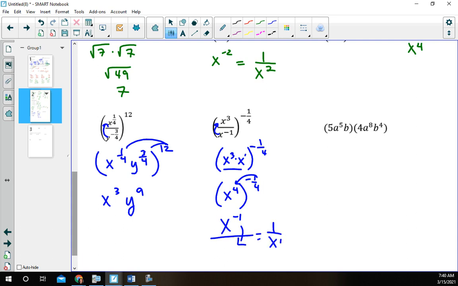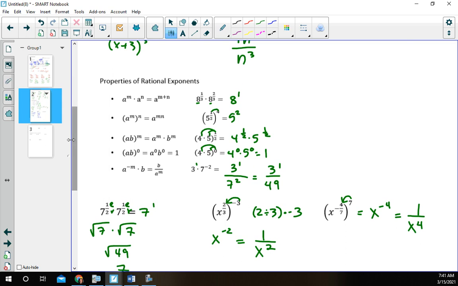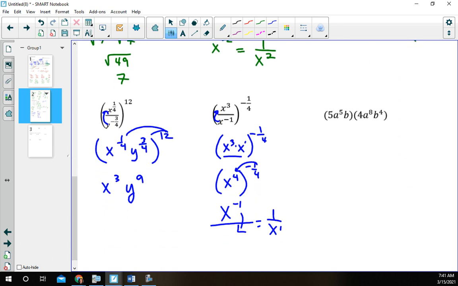So the other one I didn't talk about in here that I'm going to add in is when I divide things. Okay, when I divide things, I subtract their exponents. So I'm going to take them away, or you can cross them out top and bottom. Okay, so anytime you divide things with the same base, you subtract their exponents.